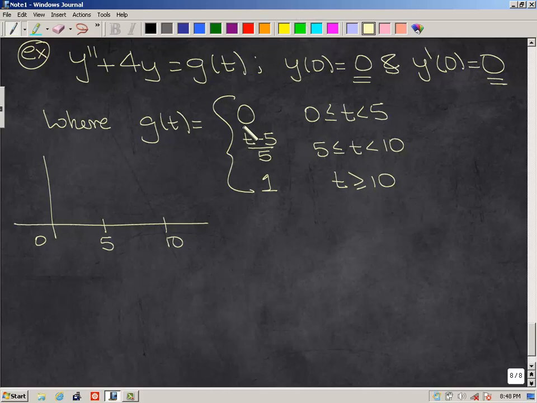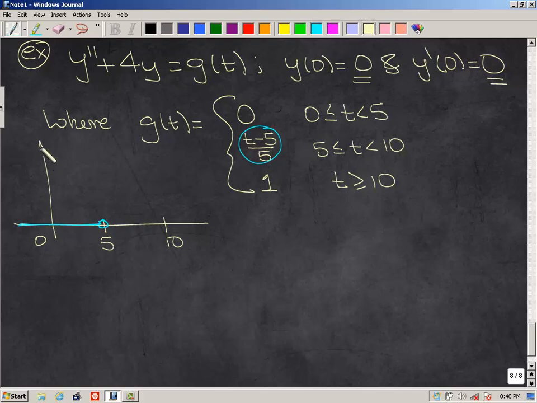So between 0 and 5, this function is always 0. So here it's always 0. There's a hole here. Then it's a linear function. This is a line then, with a slope of 1/5 and a y-intercept of -1. So that's what that line looks like. So it looks something like this.